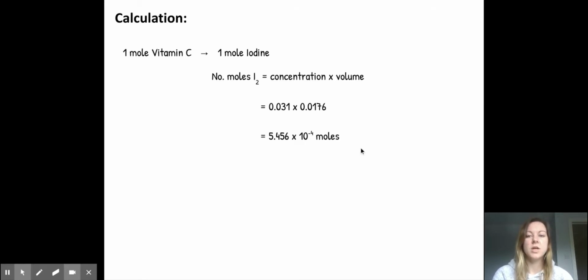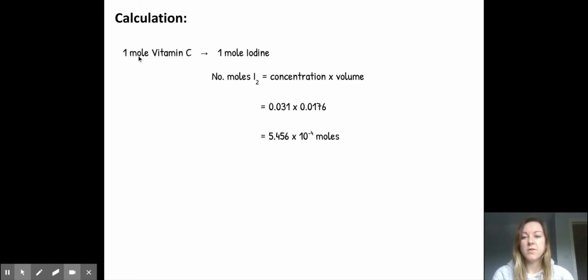Now, the numbers in these redox titrations are usually quite small. So if you get something times 10 to the negative 4 or times 10 to the negative 3, don't worry about it. You can just keep it like that. There's no need to take it out of scientific notation. If you're happy to work with it as that number, then just leave it the way it is.